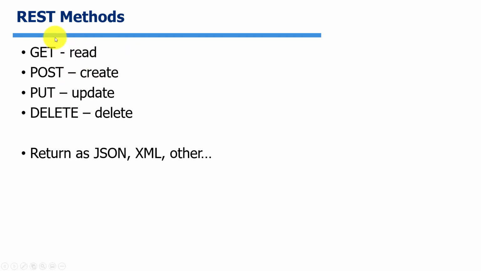You can return the data that's returned from these as JSON, XML, or some other format. JSON seems to be pretty popular right now. JSON has just about as much flexibility as XML, but XML can represent circular data structures and JSON can't.